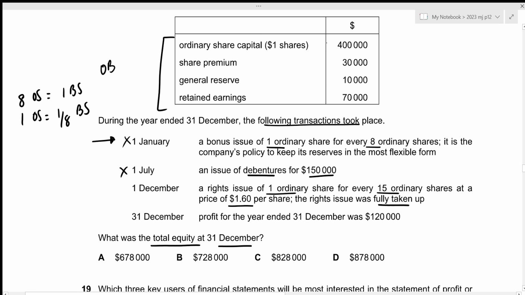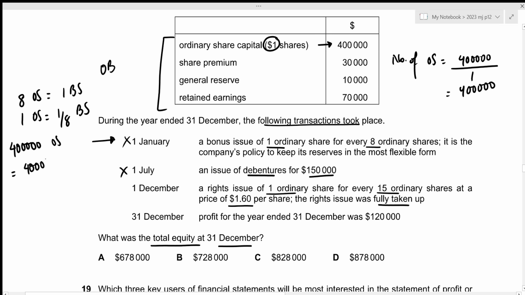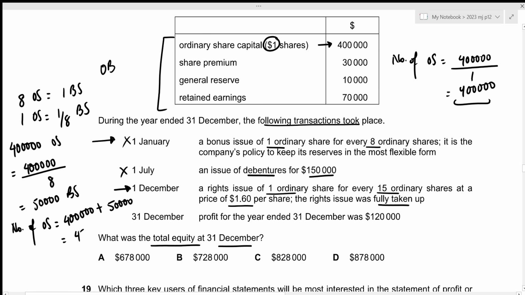And we can see that the total value of ordinary share is 400,000 and the nominal rate is 1. In order to figure out the number of ordinary shares, we just divide the value, which is 400,000, by the nominal rate of 1, which again results in 400,000. So now for 400,000 ordinary shares, the number of bonus shares will be 400,000 divided by 8, which results in 50,000. So at the date of this rights issue, the total number of ordinary shares that we'll have in our company is the initial 400,000, then the additional bonus shares. So the total number of ordinary shares will be 450,000.